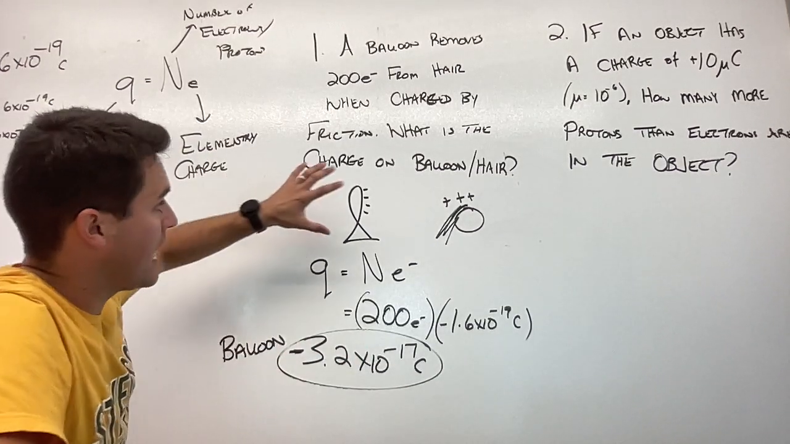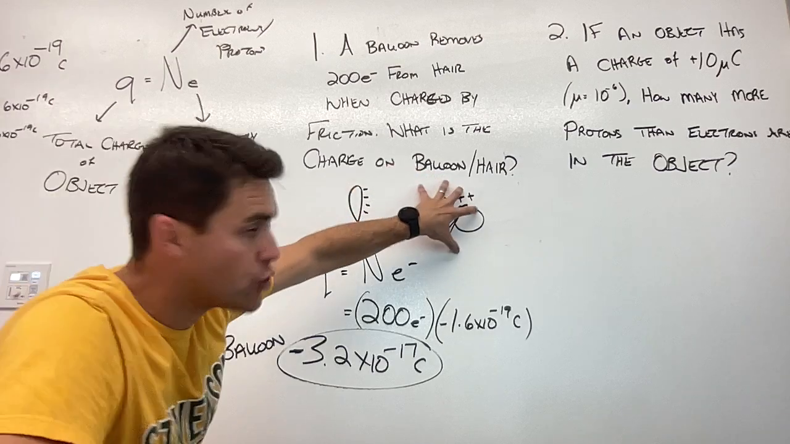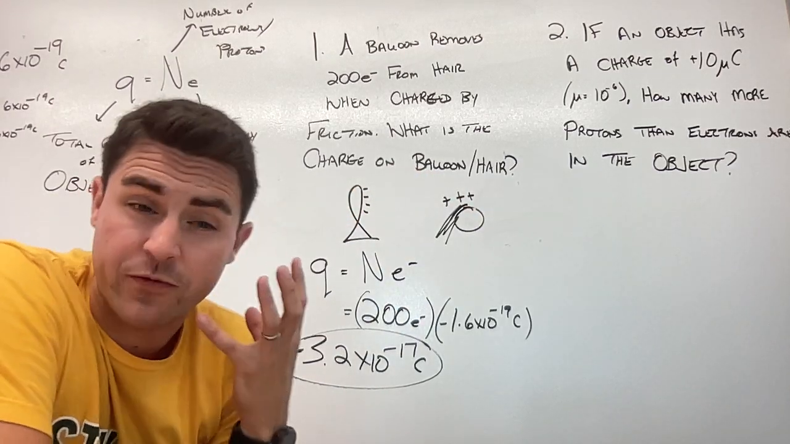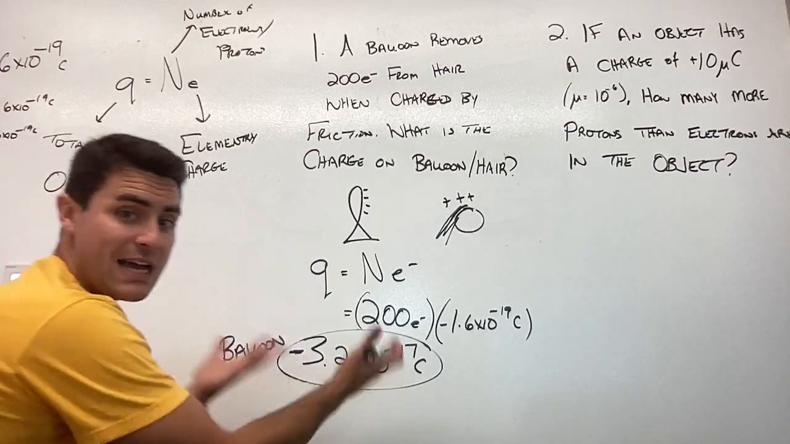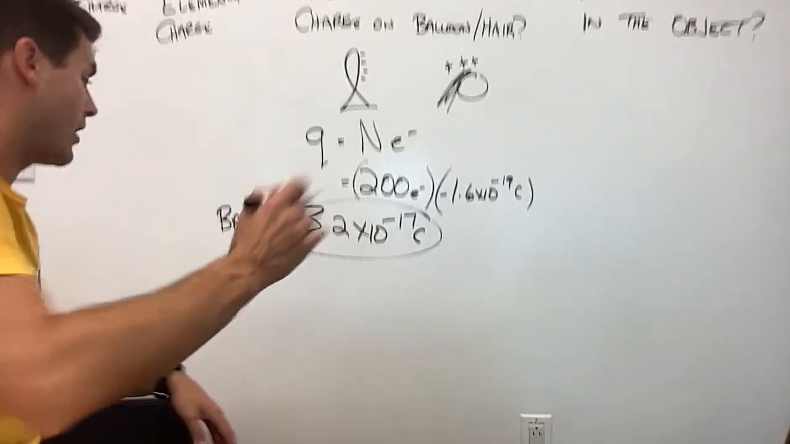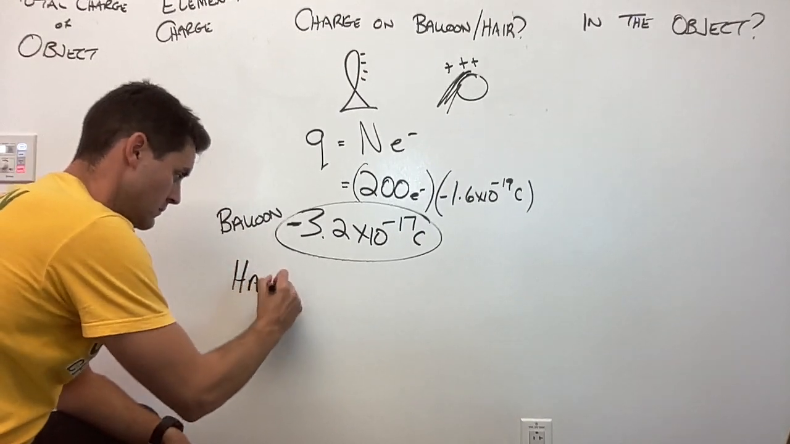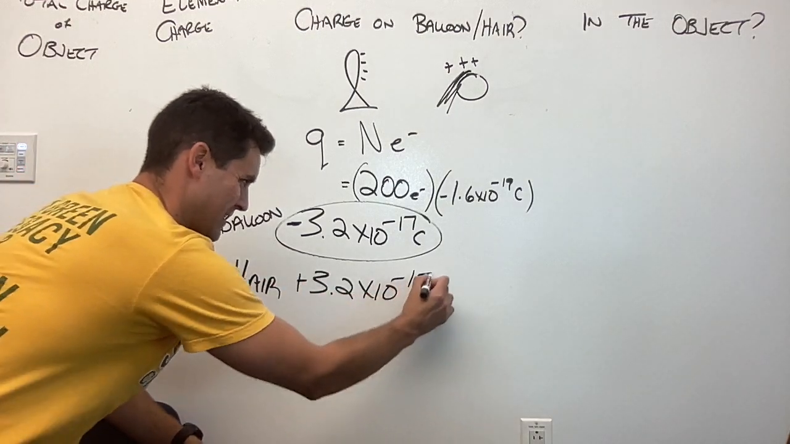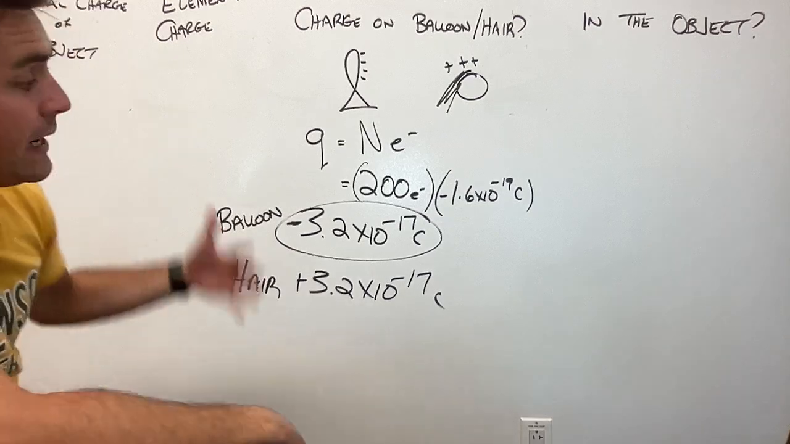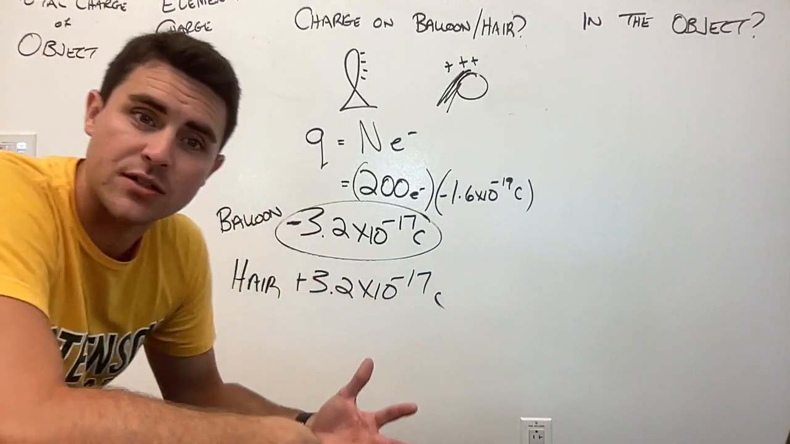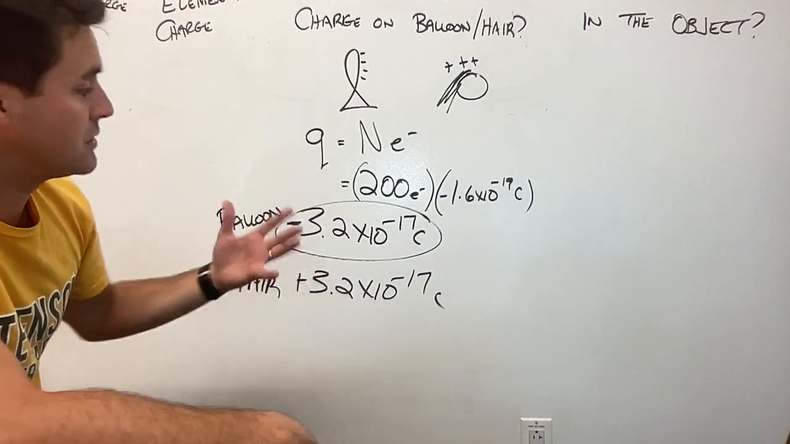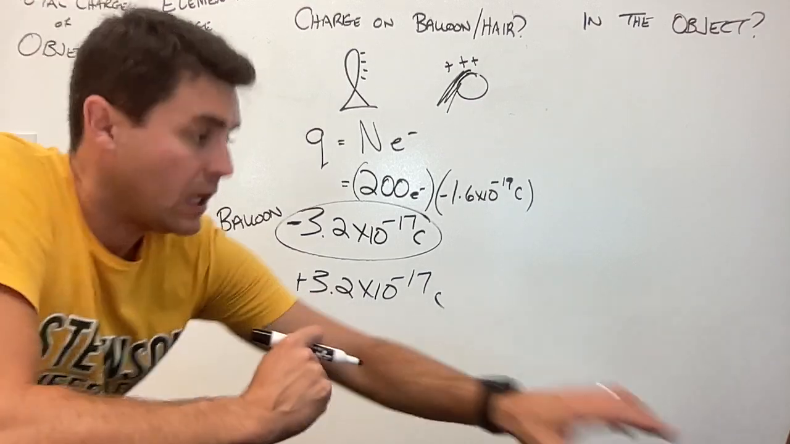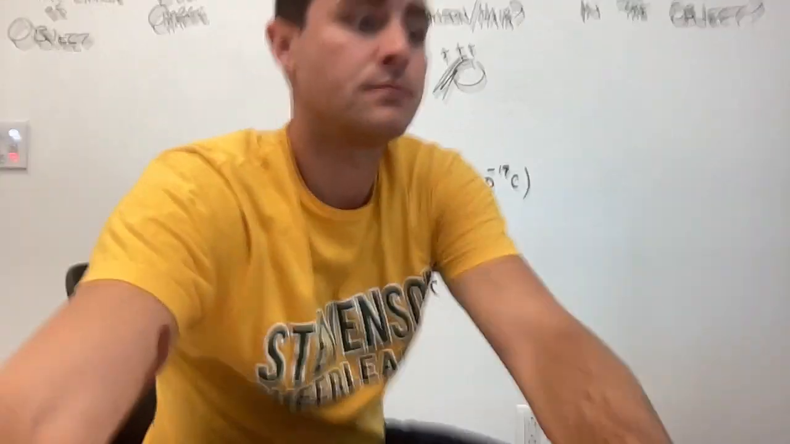But in the beginning, I had a neutral balloon and neutral hair. So in order for this whole system to remain neutral, for charge to be conserved, if the balloon is negative 3.2, that's going to make the hair positive 3.2 times 10 to the negative 17 coulombs. Now my net charge is still 0. I haven't broken any laws of nature, and I figured out exactly what the charge is on that balloon after it was charged by friction. Let's try problem number 2.